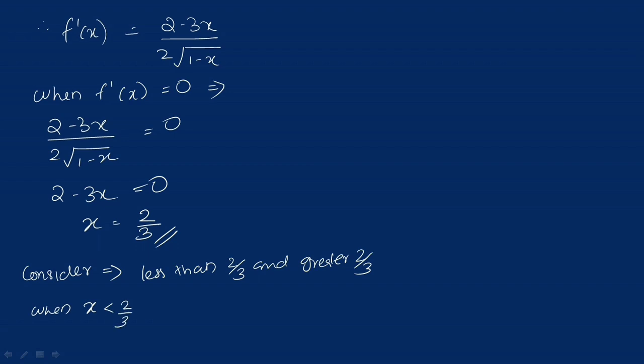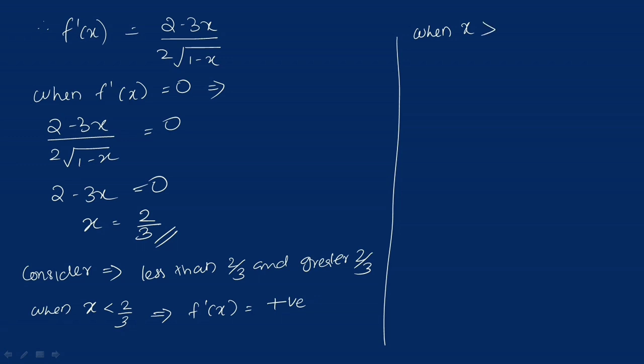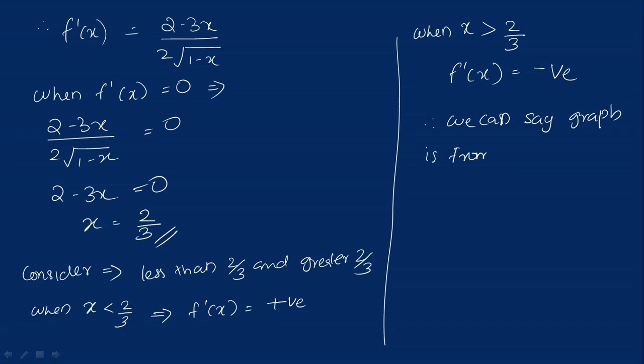So in the case when x is less than 2 by 3, applying in the equation (2 minus 3x) divided by (2 root 1 minus x), we will be having f dash of x a positive quantity. Similarly, when x is greater than 2 by 3, applying in the same equation, we will be having the quantity as a negative one. So we can say that when x is less than 2 by 3, f dash of x is positive, and when x is greater than 2 by 3, f dash of x is negative. So by drawing a graph, we can see the graph is going from positive into the negative.